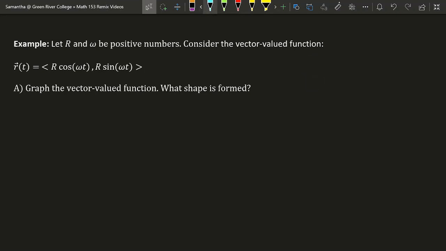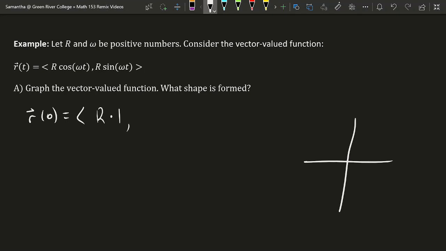Okay, first let's attempt to sketch the graph of this vector valued function. I'm going to start by plugging in a couple of different times and figuring out the corresponding positions. If I plug in t equals 0, then regardless of the value of omega, cosine will become cosine of 0, which is equal to 1, and in the back I will get sine of 0, which is equal to 0. So at time 0, our location will be r units out along the positive x-axis.